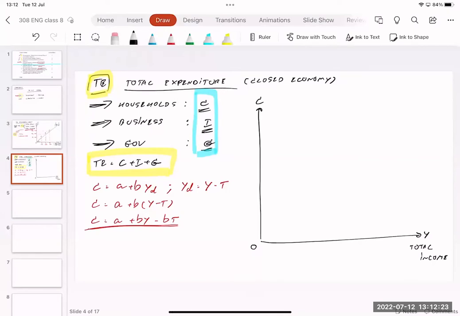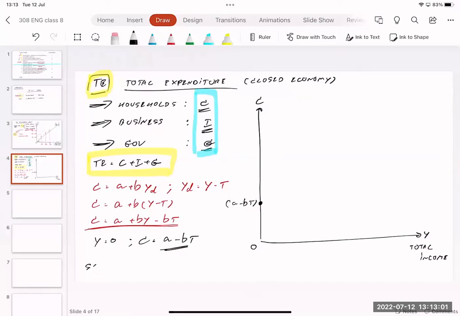If I want to plot the line of consumption, how are we going to do it? The way I'm going to do it is I need to find the starting point. For example, somewhere here. The starting point can be calculated by setting Y equal to 0. C is going to be equal to A minus BT. This is the starting point, A minus BT. After I get the starting point, I want to know how the curve of the consumption looks like. I want to find the slope.